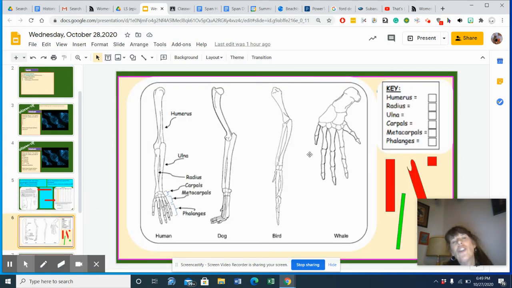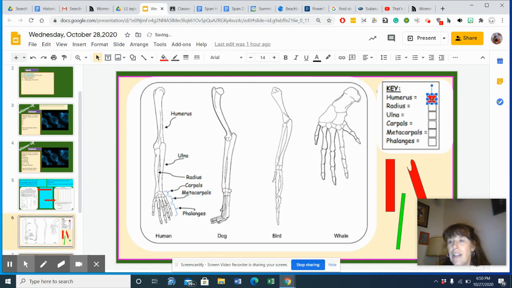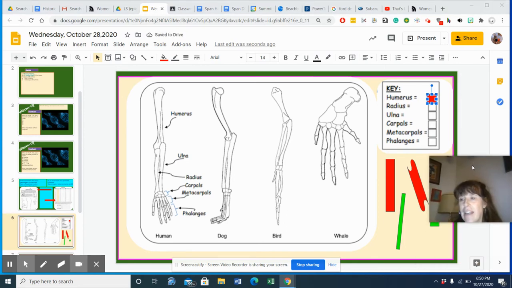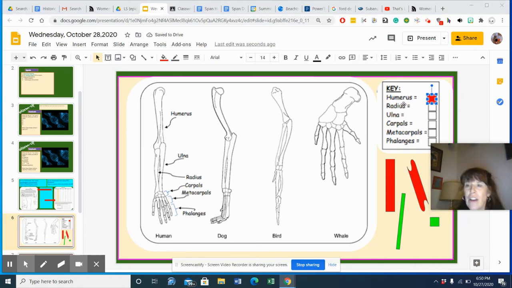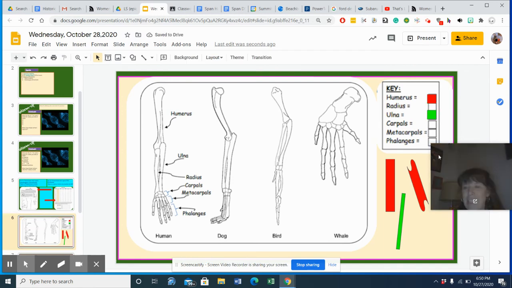I figured out a way to show you how to do this. Now, it's a little funky, right? Because I can't color on my slideshow. But what I can do is, if I were to color in this key, and I make the humerus red, and let's say I want the ulna to be green, so I would color those in, and obviously I can't color them, but you guys get the idea.